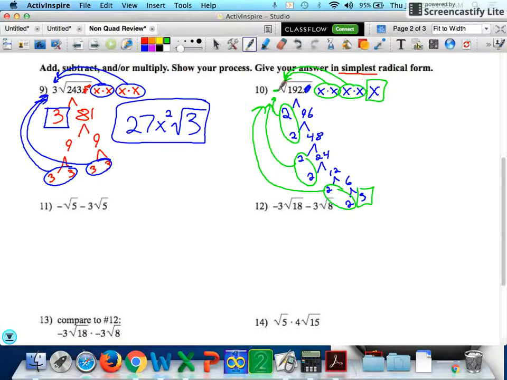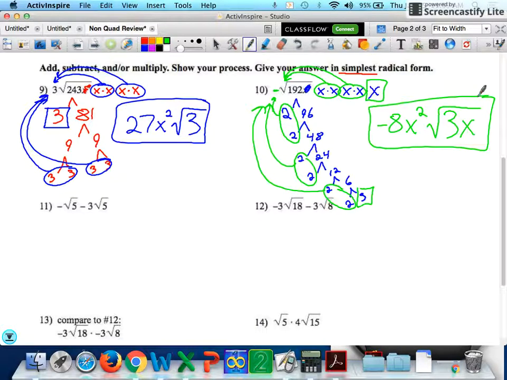Well, this is a negative sign, so when I slam a 2 into it, it becomes a -2. When I multiply that by +2, it's a -4. And I multiply by 2 again, I get -8 as my number out front. X and x becomes x squared. Very similar to the last problem. But now, under my square root, I have a 3x left over. A 3x left over. Okay?